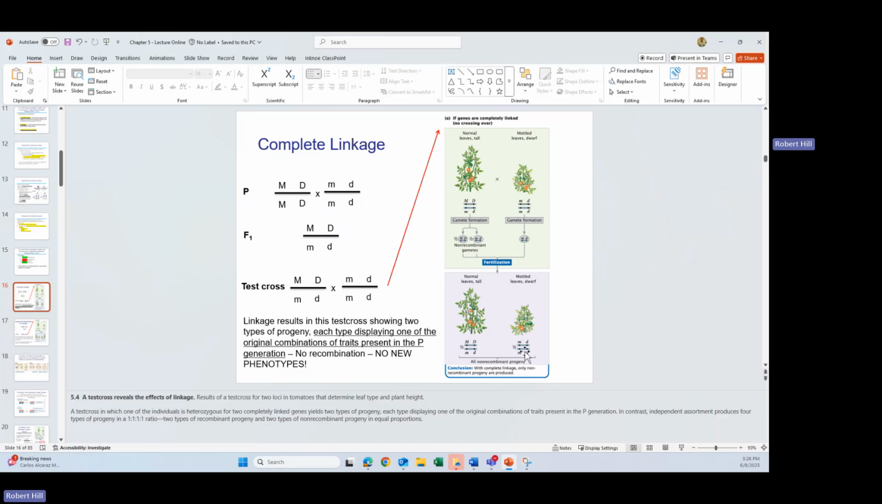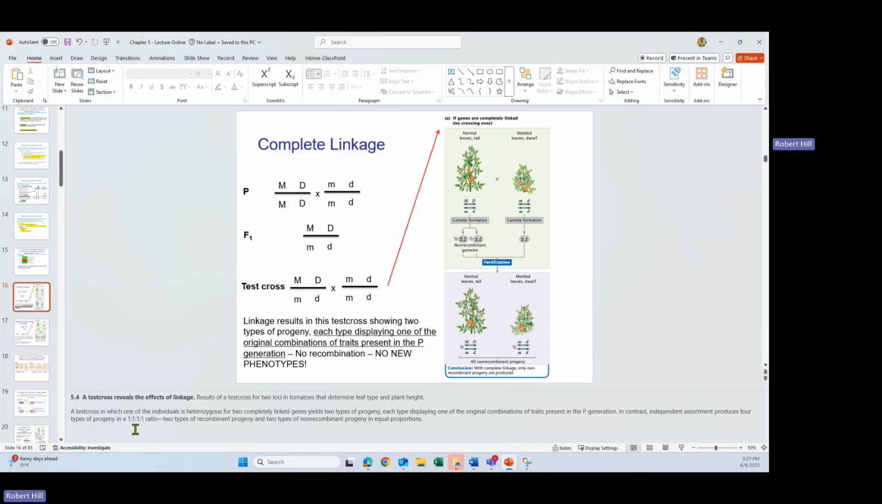And look at how the progeny are. Half of them are normal leaves and tall, and half of them are mottled leaves and dwarf. I don't see any tomato plants that are mottled leaves and tall. This one and this one are identical to the parents, okay? And because of that, there's no new recombinants. And if there's no new recombinants, then our example is of complete linkage. Okay. All right.